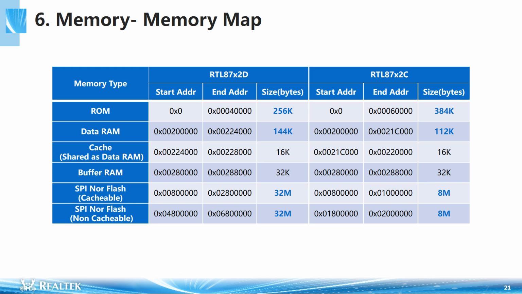The memory map for RTL87X2D and RTL87X2C is outlined as follows. The main difference is that RTL87X2D supports larger ROM and RAM capacities and has an expanded flash mapping space.